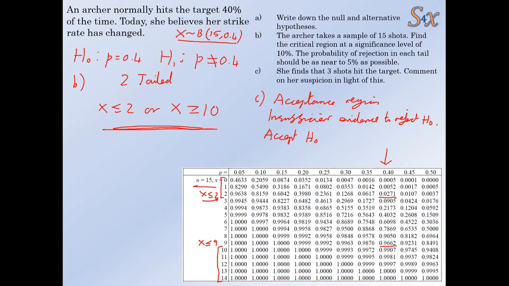If only 2 of them had hit the target, we would be in the critical region and we'd say, okay, there is enough evidence to reject H0, so we're going to reject it, which would mean we're kind of favouring the alternative hypothesis at that point. Okay, so hopefully that question made a bit of sense. I know it's tricky, this section. Best way is to do some practice.